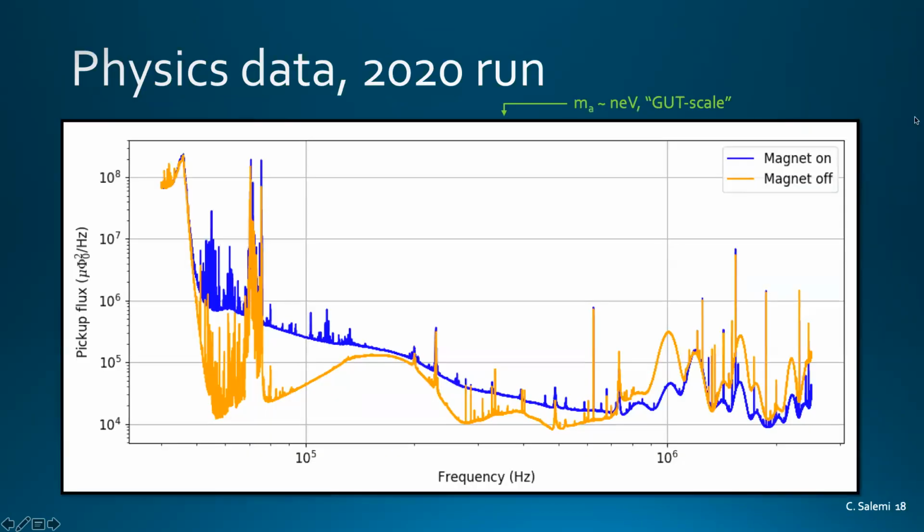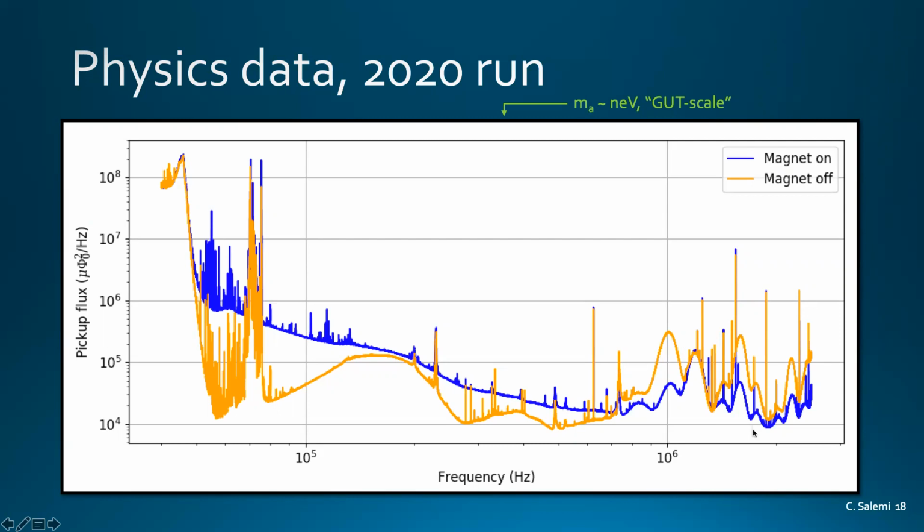And here's some data from our most recent run. On the y-axis, we have the magnetic flux in our pickup, and on the x-axis, we have the frequency of our signals. Just to orient you, a neV axion sits right in the middle of our frequency range. So in blue is the actual physics data. This is data taken with the magnet on.